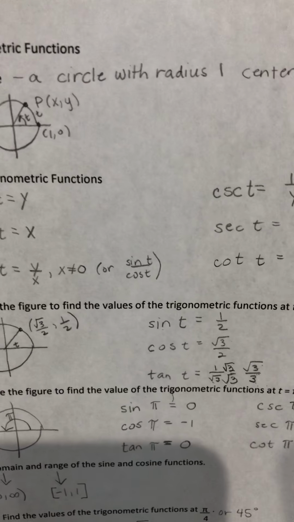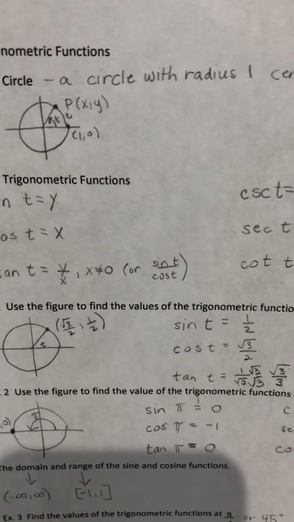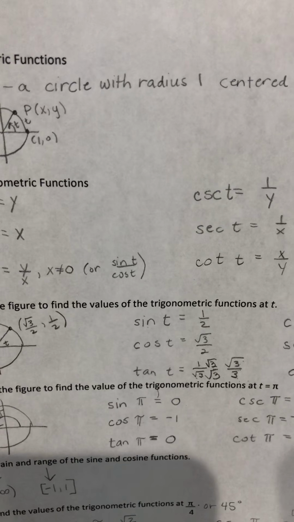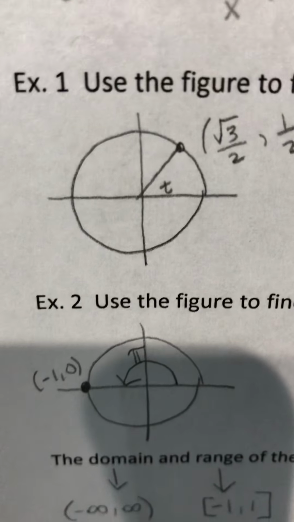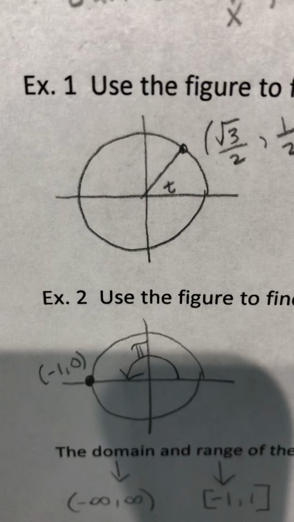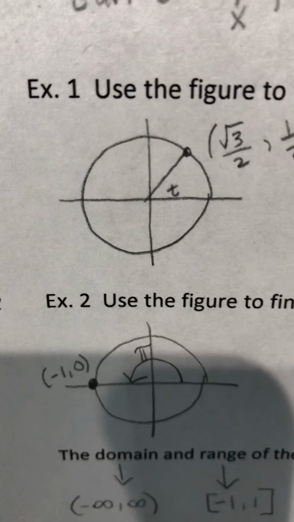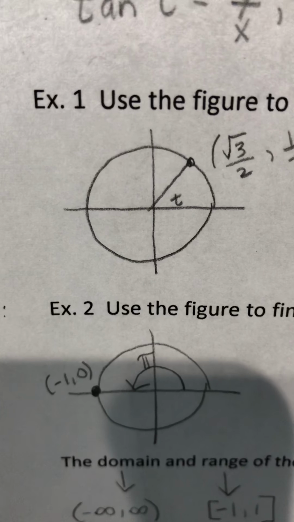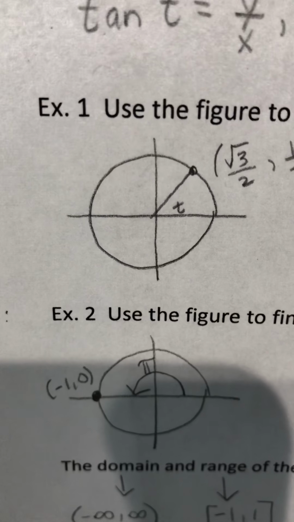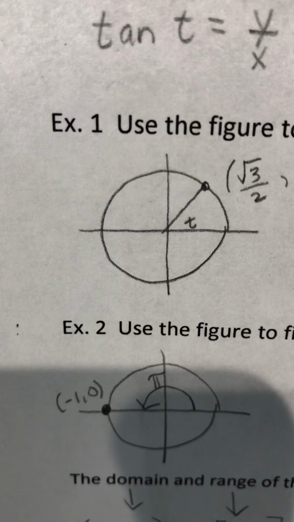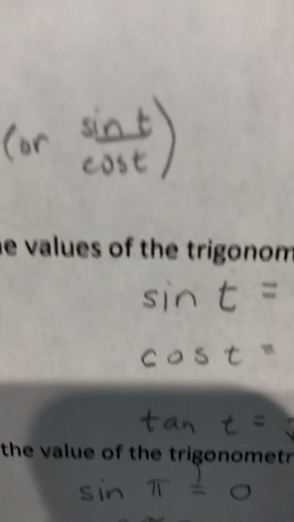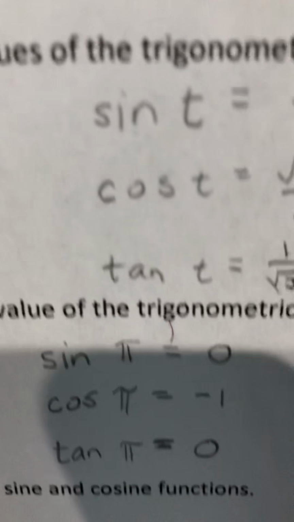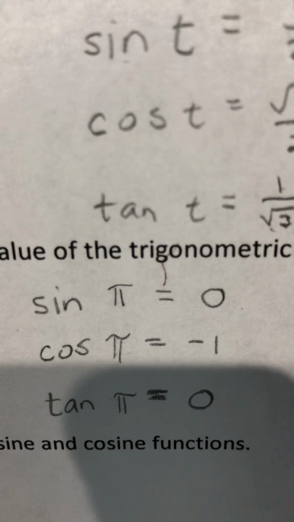In the next problem, we want to find, using the figure, the values of the trigonometric functions where t is equal to pi. So this is what it's going to look like. Pi is equal to 180 degrees, as we said in the last lesson. So when we turn 180 degrees, or pi radians, we end up at the location (-1, 0). So the sine of pi is going to be the y-coordinate, which is 0. The cosine is going to be the x-coordinate, which is -1.